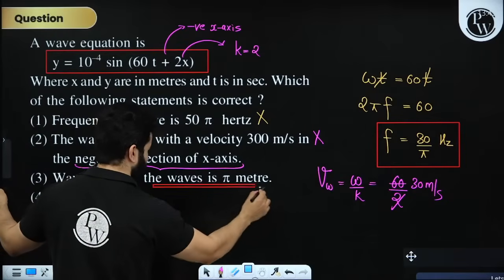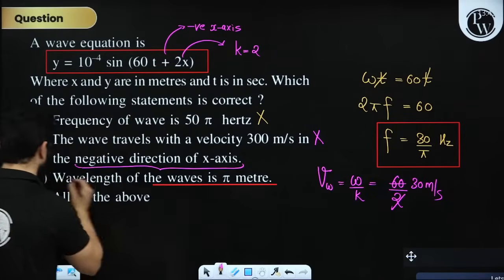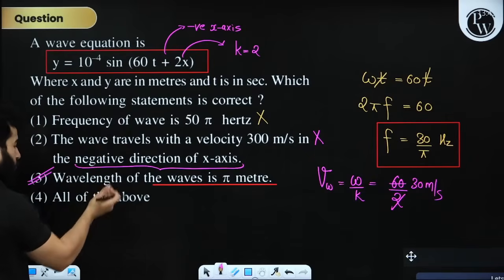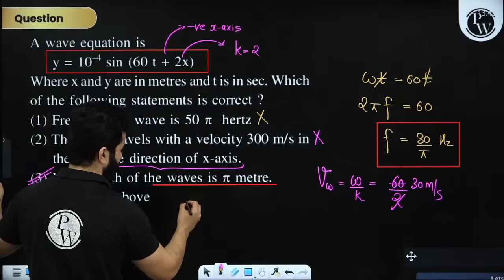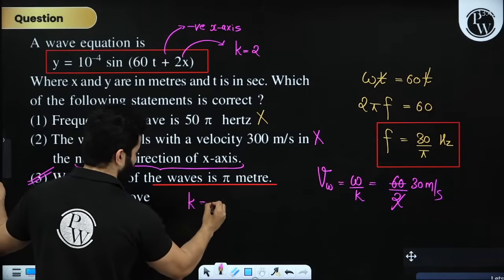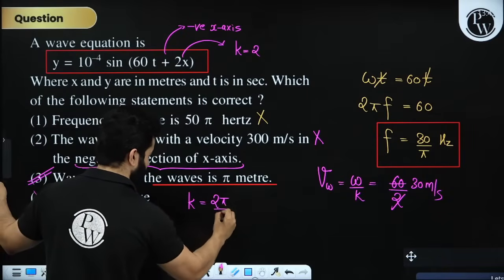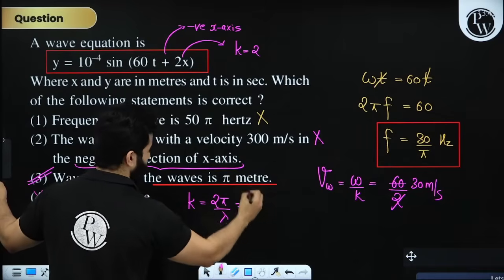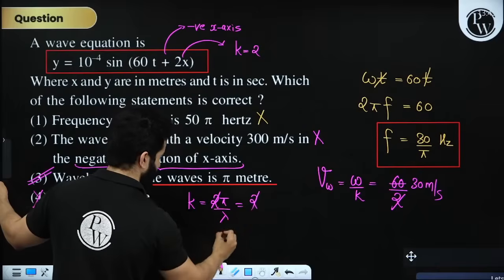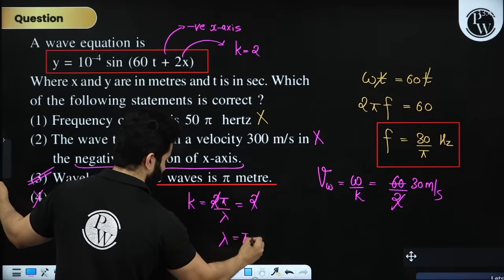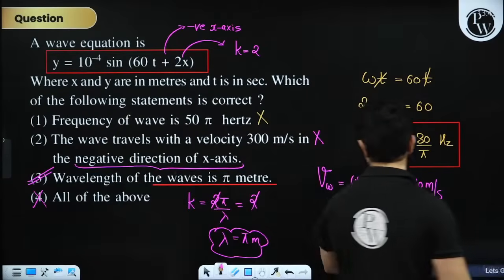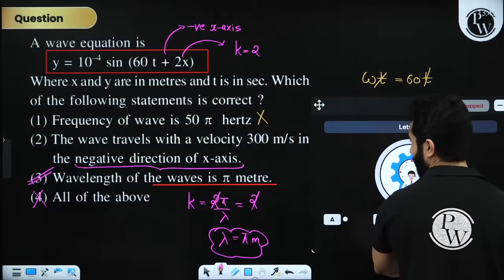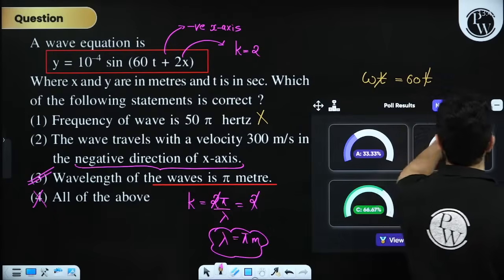Obviously, now the third is going to be the correct answer because the first two are wrong, so we cannot have the fourth one. Now let's see. k can be written as 2 pi by lambda and k is given as 2. So this cancels out. Lambda is equal to pi meter. This is absolutely correct. Clear? Let me know in the chat box. Third is again right. Nice, very good.